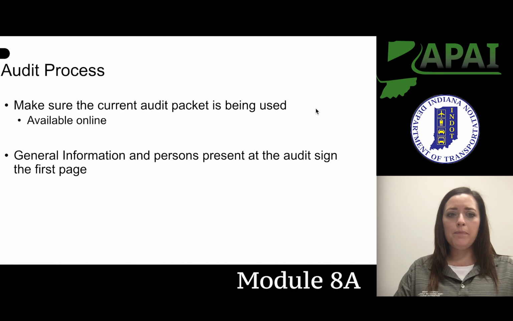For the audit, we need to make sure that the current audit packet is being used. This is available online internally for the INDOT personnel. You can also find it as a contractor. You can find it through the ICAT manual to see generally what last year's audit packet looks like. You also need to review general information, and the persons that are present at the audit need to sign the first page. This is in case there are any questions later on down the road, and we can go back and ask those people what was discussed at that audit at that time.